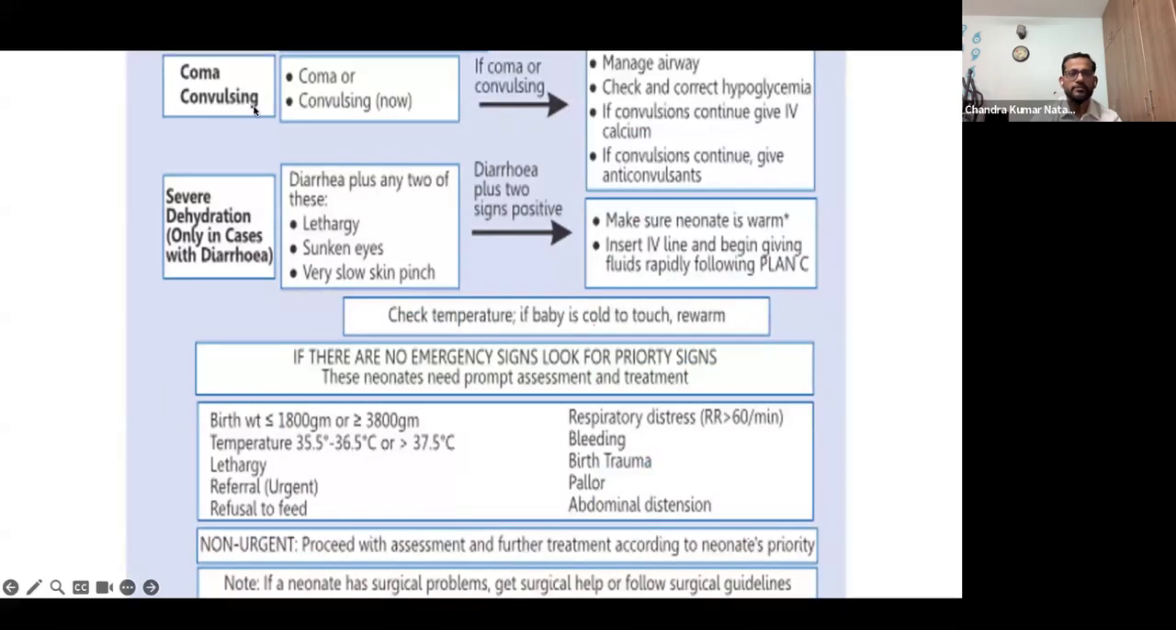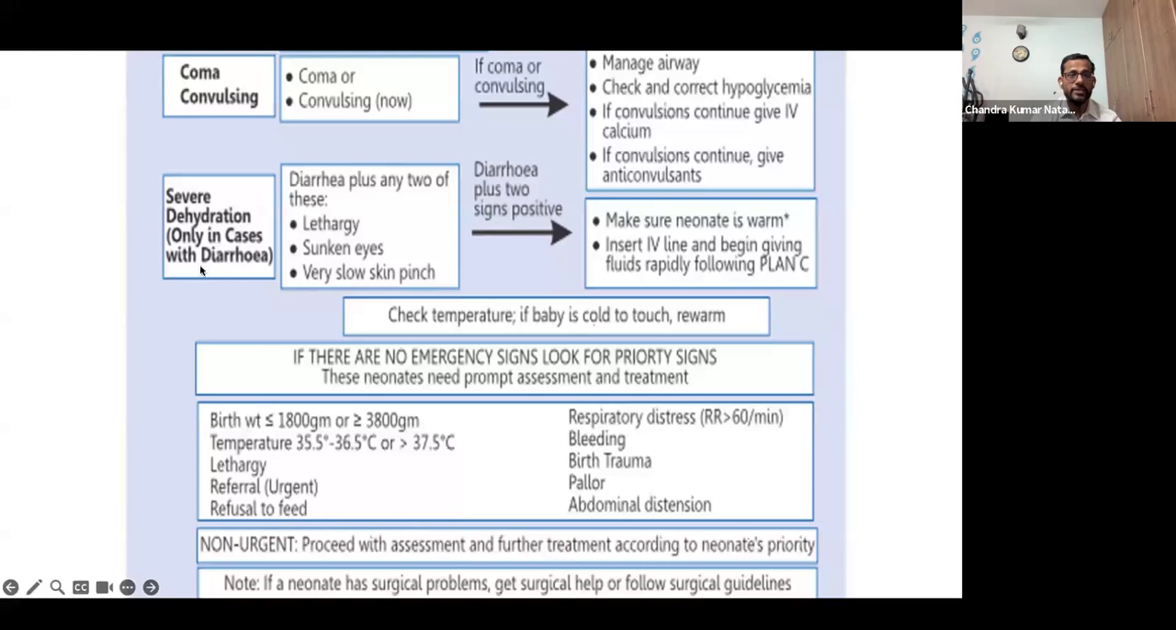So if the baby has coma or convulsion, then you have to again take care of the airway of this baby, check and correct hypoglycemia because that is one of the commonest causes. If convulsion continues, give IV calcium. If convulsion continues even after IV calcium, you will give anticonvulsant.